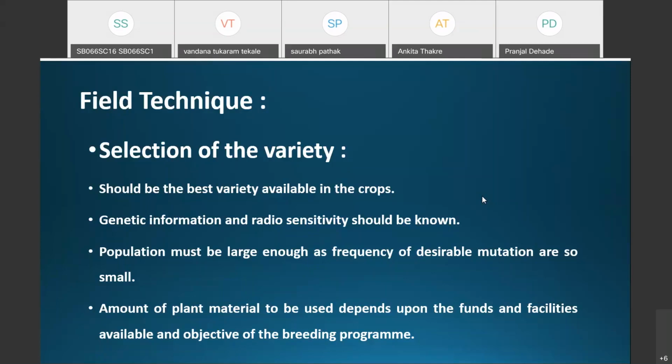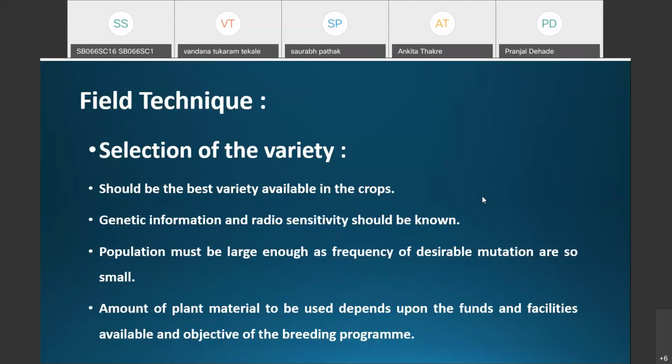In today's lecture we are going to discuss how exactly mutation breeding is carried out, how exactly it is practiced on the field, and the new superior variety is released. Here is the field technique which is practiced in mutation breeding. There are certain important factors in the field technique, like the first one, which is the selection of the variety.